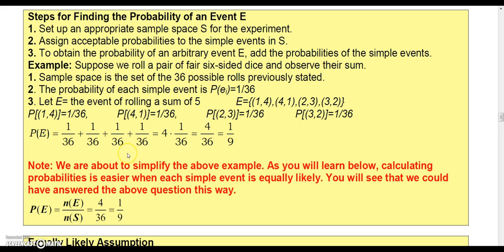Now, in a moment, we're going to find out that we can do this even simpler because each of these simple events is equally likely to occur. We can actually calculate the probability of this event by just figuring out how many elements are in the event space. And you can see up here there's 4: 1-4, 4-1, 2-3, and 3-2, divided by the number of elements in the sample space, which is 36. So 4 out of 36. So in the equally likely scenario, you don't actually have to add all of these equally likely events together. You just count how many of them there are.